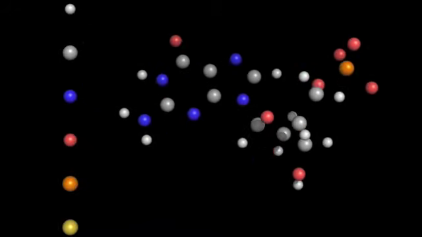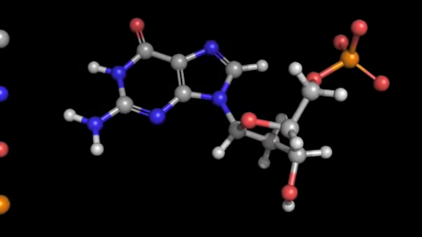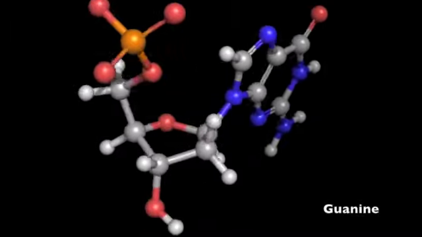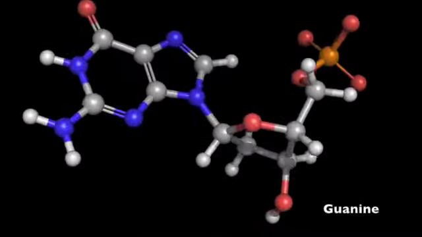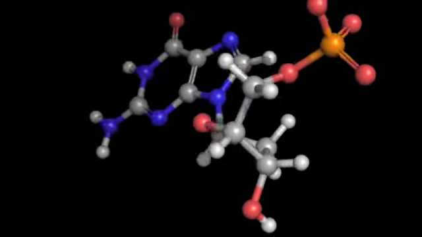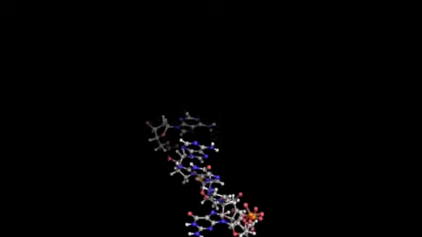It is a chain formed of links called nucleotides. There are 4 types of nucleotides: adenine, thymine, cytosine, and what we're seeing, guanine. Nucleotides are associated to form filaments of DNA. Each DNA molecule is formed by 2 strands of nucleotides.